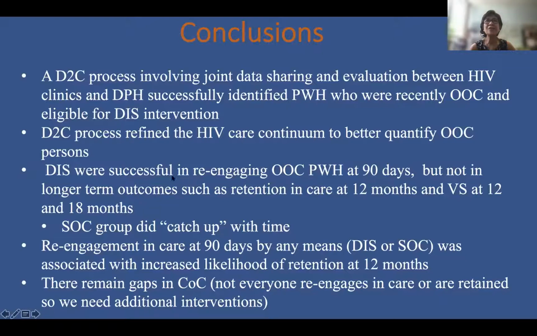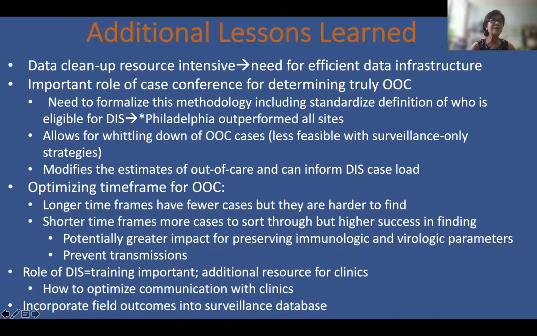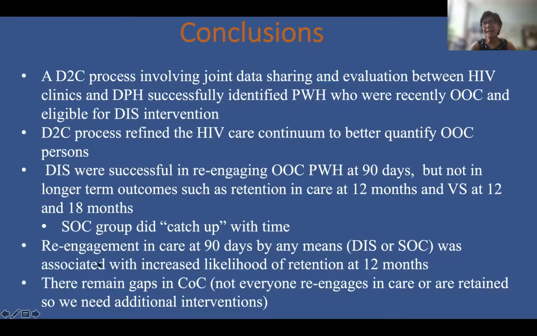The DIS were successful in re-engaging the out of care PWH at 90 days, but not in the longer term outcomes like retention in care at 12 months, viral suppression at 12 and 18 months, because the standard of care group eventually caught up with time. Okay, so the DIS were like the jump starters, and then the standard of care group eventually caught up with time, but that could be at a cost, right?